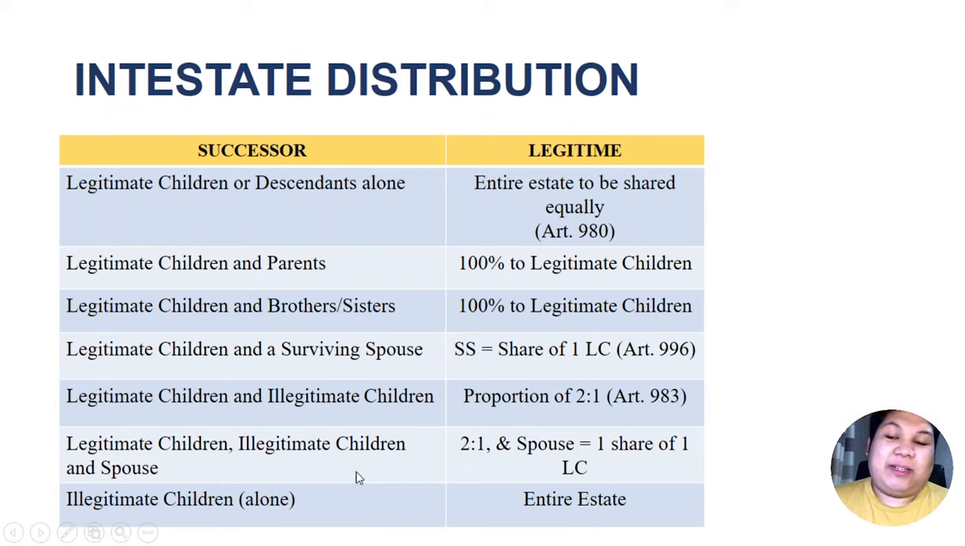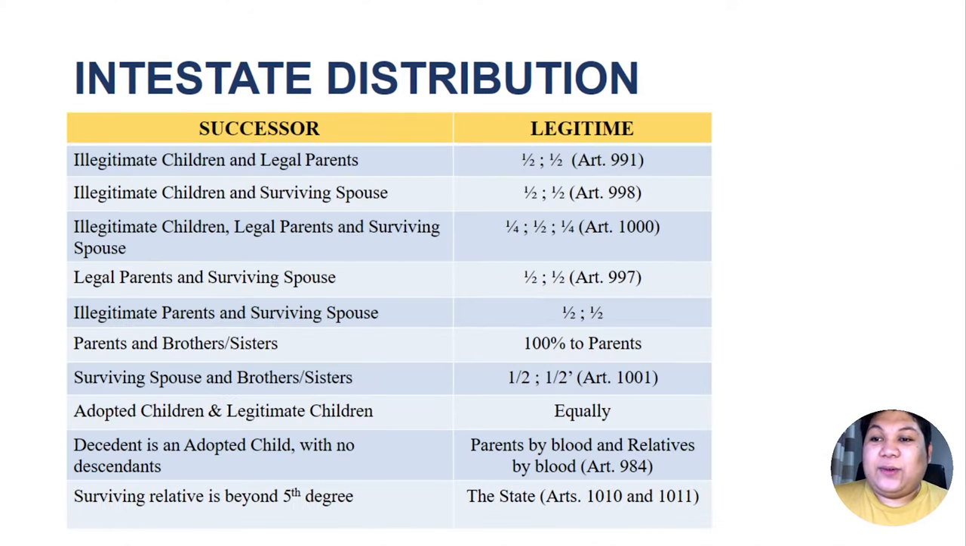When there are illegitimate children alone, no other children, no spouse, no parents, the entire estate will be shared by them. And when there are illegitimate children and legal parents, they will share one half, one half. And when there are illegitimate children and a surviving spouse, they will share one half and one half, same as the other one. And when there are illegitimate children, legal parents, and a surviving spouse, the legal parents will get one half while the other two will get one fourth. When there are legal parents and a surviving spouse, they will share equally one half and one half. Same with illegitimate parents and a surviving spouse.